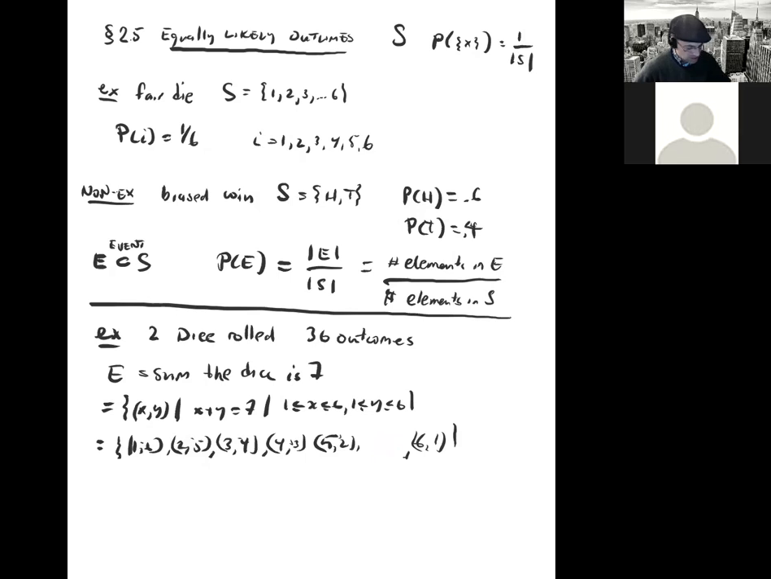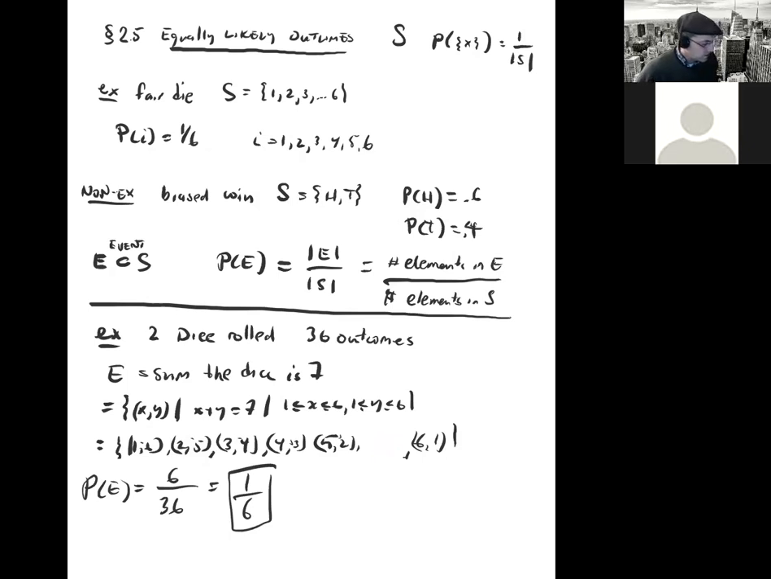There are 6 outcomes. So the probability of E, according to this, is the number of elements in E, which is 6, divided by the number of elements in the sample space. But there are 36 elements in the sample space, so we get 1/6. The probability of making a 7 is 1/6.